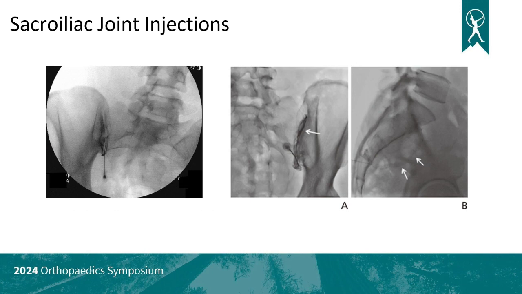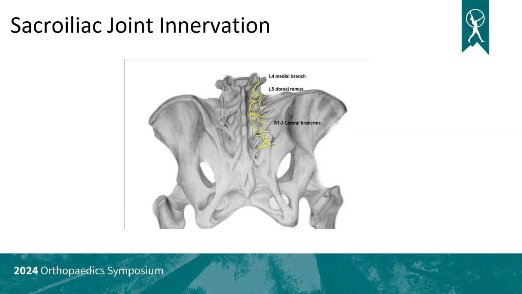So here's some of the injectate, going up and into the SI joint on the left. Same thing on the right. This is a lateral view as well. So that SI joint meets right where the pelvis meets the sacrum, essentially, or the hip meets the sacrum. Innervation of the SI joint is by the L4 medial branch, L5 dorsal ramus, and then the S1 through 3 lateral branches.